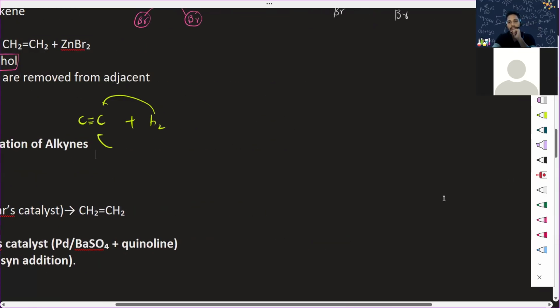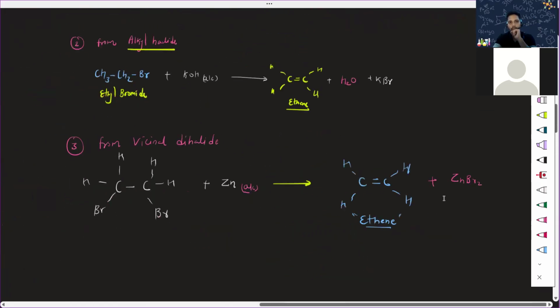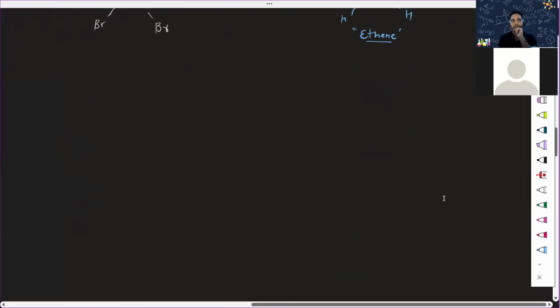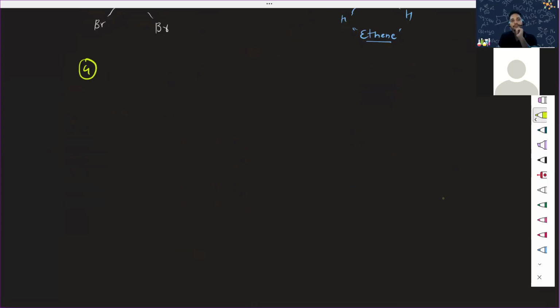So let's write it as the fourth reaction now. We are taking into consideration partial hydrogenation of alkyne. So ultimately, we are converting alkyne to alkene via addition of hydrogen. But hydrogen is a gas. We need some reagent. We need Lindlar's reagent.